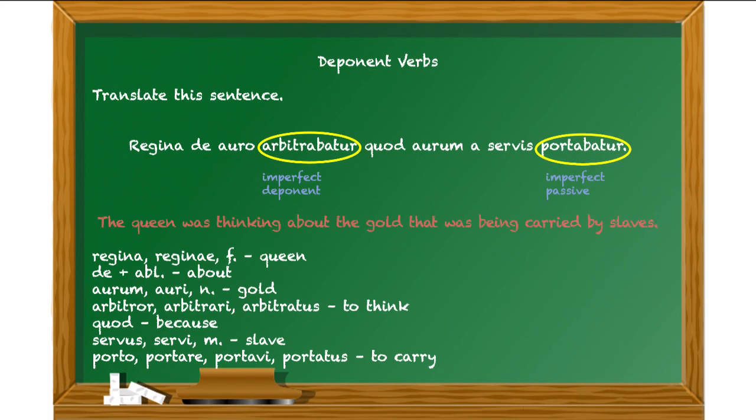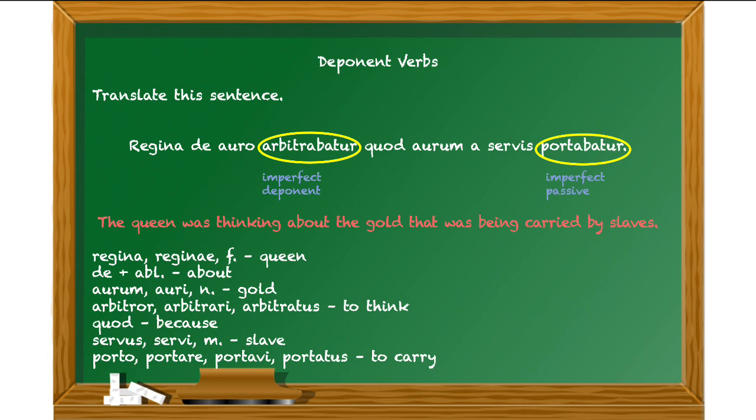And you should have come up with, the queen was thinking about the gold that was being carried by slaves. What you really want to notice is that both of the verbs look the same as far as the grammar goes. They both end with a BATUR. But the first one is translated actively. The queen was thinking. She was actively doing thinking. And even though it looks passive, it has that active meaning because it's deponent.